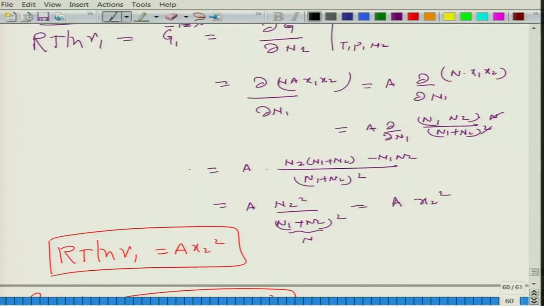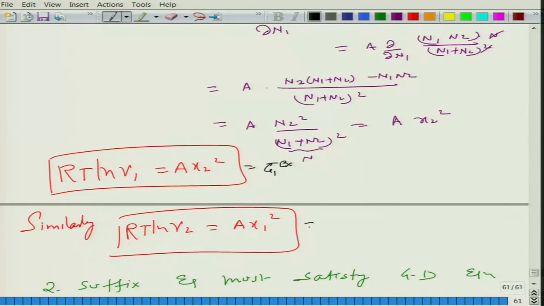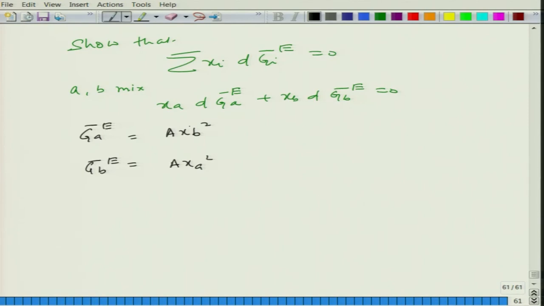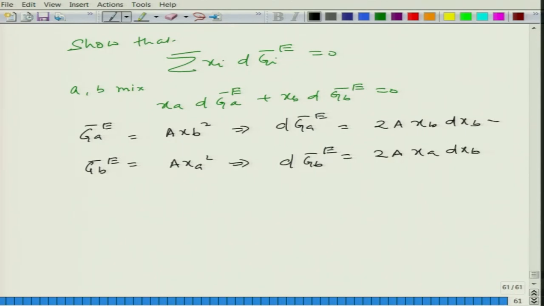So, this is nothing but g 1 bar excess, right. Similarly, this is nothing but g 2 bar excess. So, with this information you can obtain d of gA excess, which is nothing but 2 times A xB dxB, and this means that dgB excess is 2 times A xA dxA. Now, if you use this in this equation, you obtain the following: you have 2 A xA xB dxB plus 2 A again xB xA dxA.